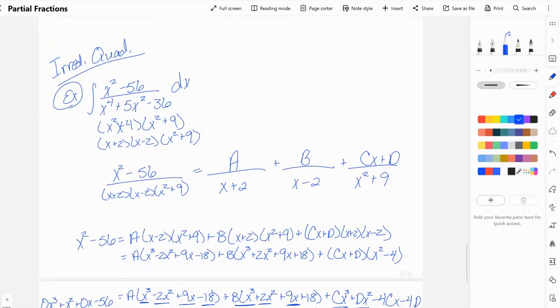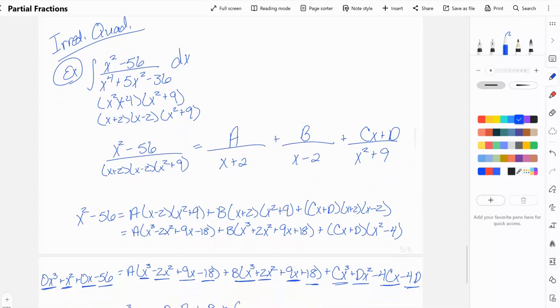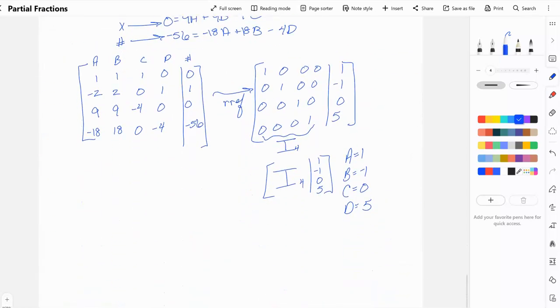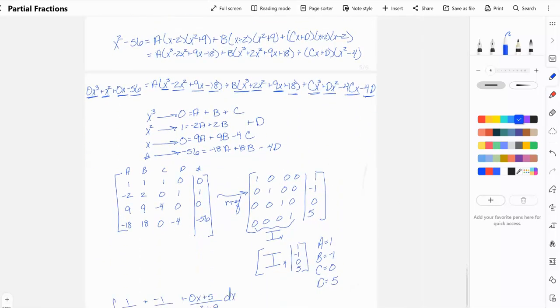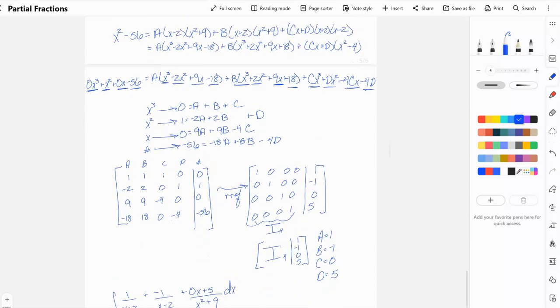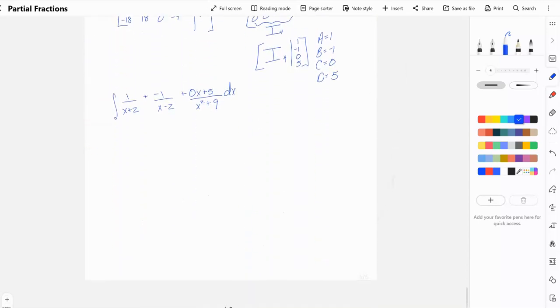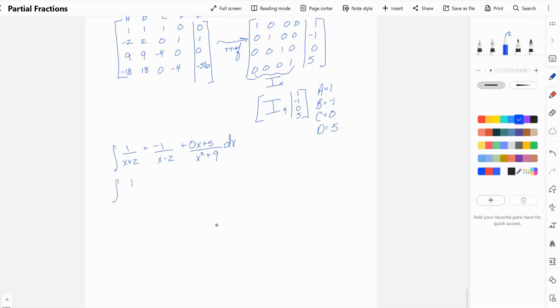So if I plug that in here, then what I'm really integrating is 1 over x plus 2 plus negative 1 over x minus 2 plus 0x plus 5 over x squared plus 9. Just making sure I plugged everything in correctly. And then we're going to think about integrating each of these pieces separately.